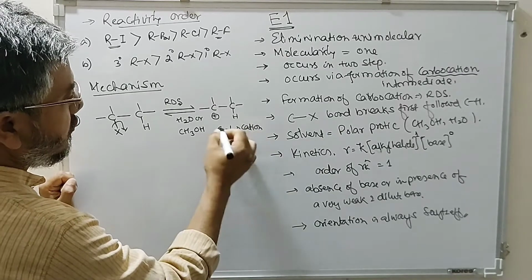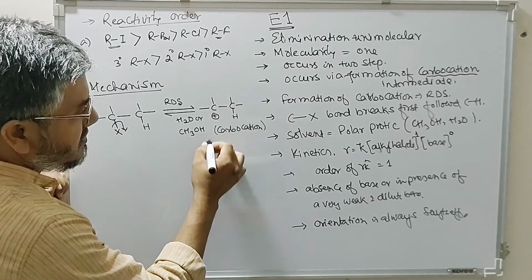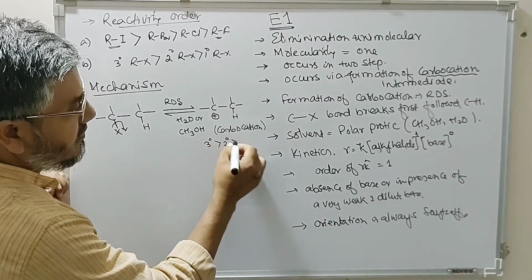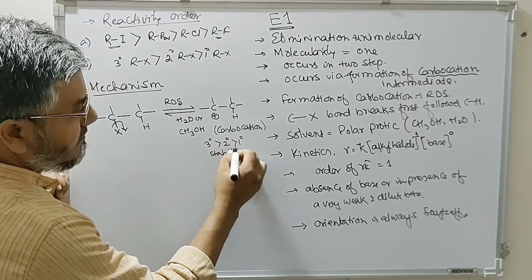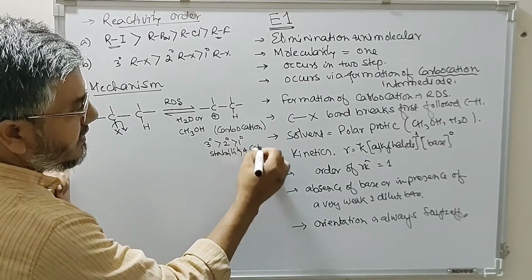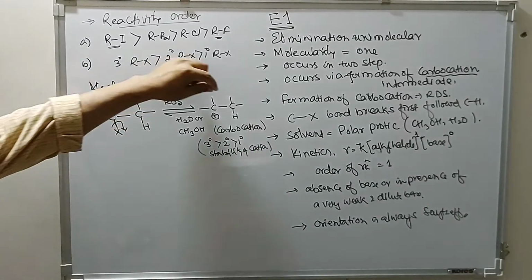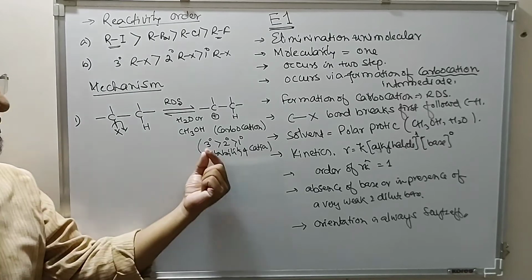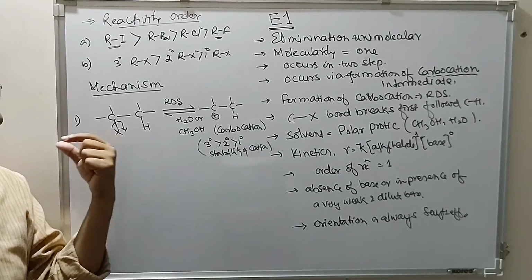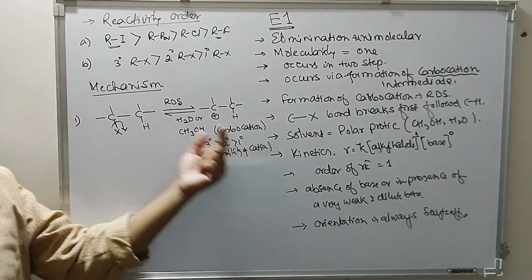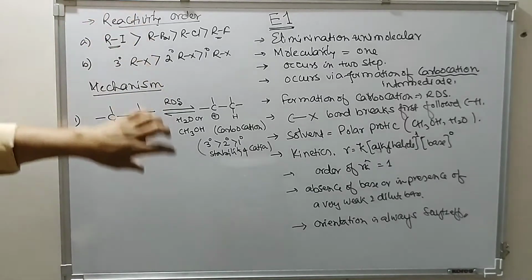So if you look at this, the stability order of carbocation is tertiary the most stable, followed by secondary, followed by primary. So tertiary being the most stable cation, this tertiary cation will be coming from a tertiary alkyl halide. So the stability order of cation and the reactivity order of alkyl halide are both parallel. I hope this point is clear.